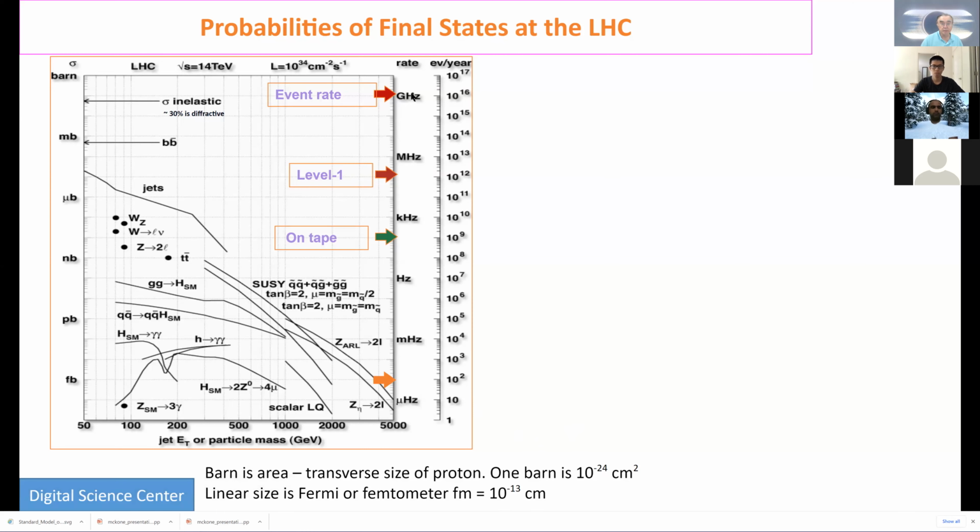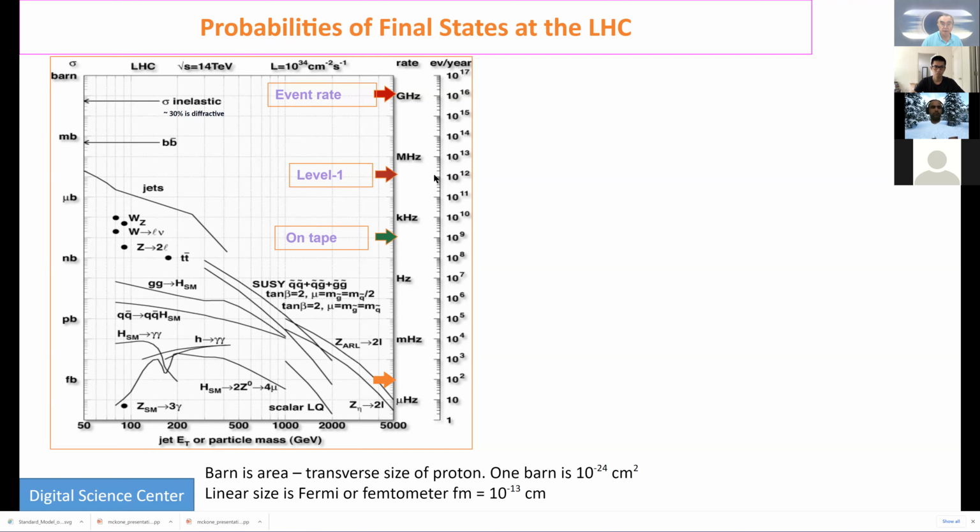And up here we have events of various types. Here's producing a bottom quark. Here's the total cross section. Here's producing jets, which are particles going off with large transverse momentum perpendicular to the protons. This declines as the transverse energy increases. And then we have all these special particles, Higgs decays, either to photons or being produced by gluons and things like that. And here the actual event rate corresponds to 10 to the 16th events per year.